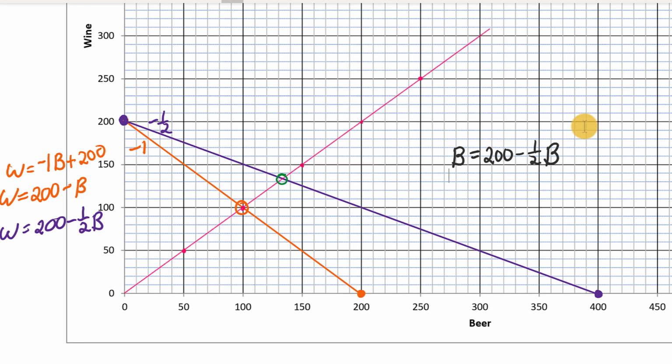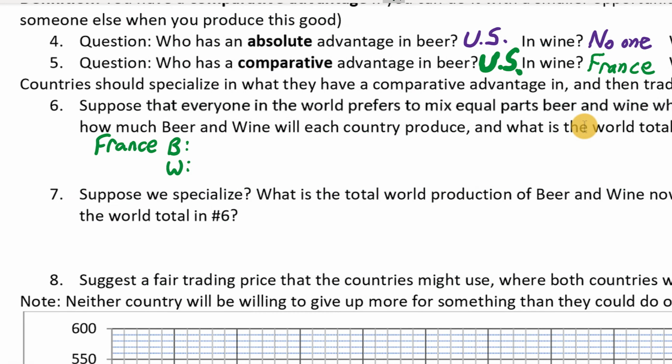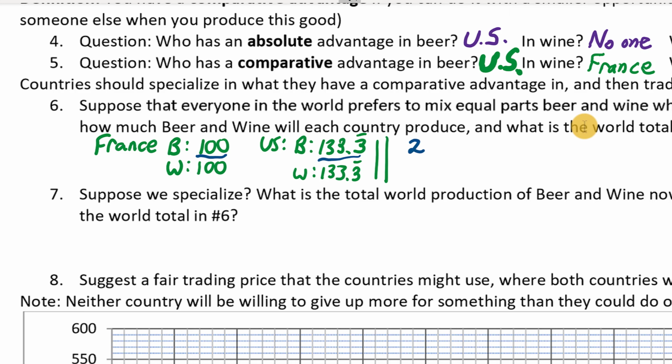So without trade, let's go write down our conclusions. In France, they're going to end up producing 100 beer and 100 wine. In the United States, they're going to end up producing 133.333 barrels of beer and 133.333 barrels of wine. Let's look at the world total, right? What's the world total amount of beer going to be? Well, it's going to be 100 barrels of beer for the French and 133 barrels of beer for the United States citizens. Total of 233 1/3 barrels of beer.